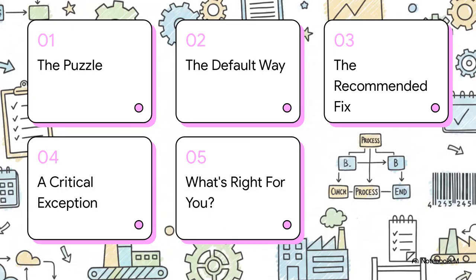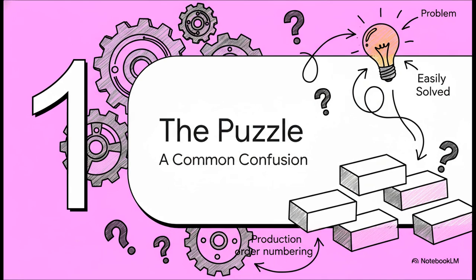So here's how we're going to break it down. First, we'll talk about the puzzle itself. Then we'll look at the default setup that's causing all the confusion. After that, we'll get to the good part, the expert's recommended fix. We'll also cover a really critical exception you need to know about. And finally, we'll help you figure out what's the right move for your setup. All right, let's jump right in with the problem.